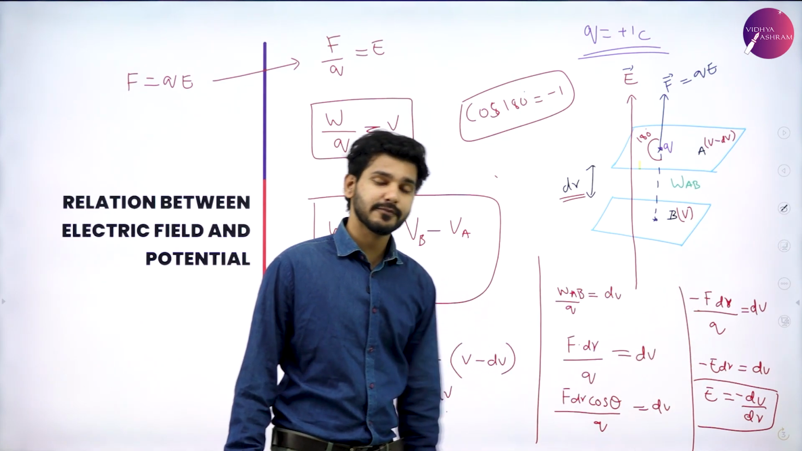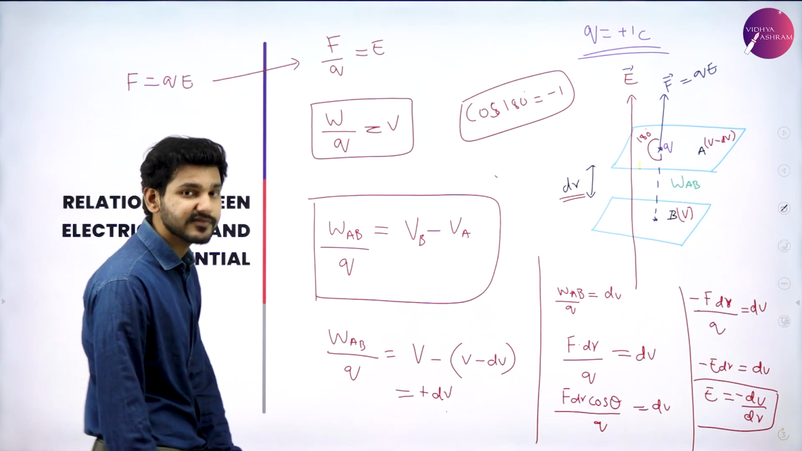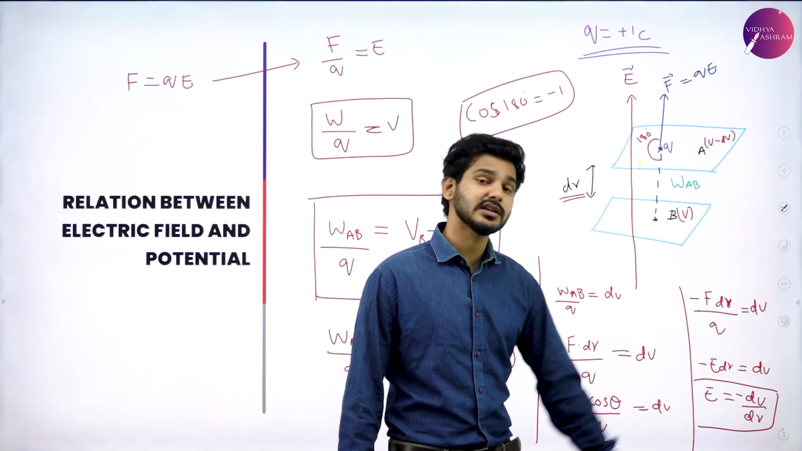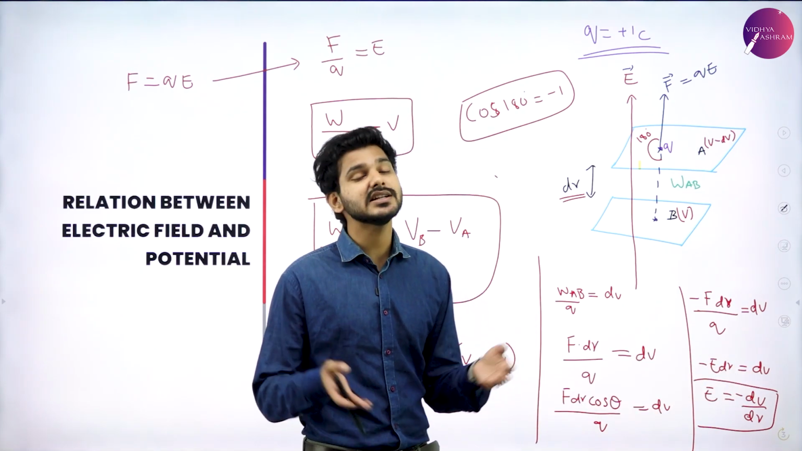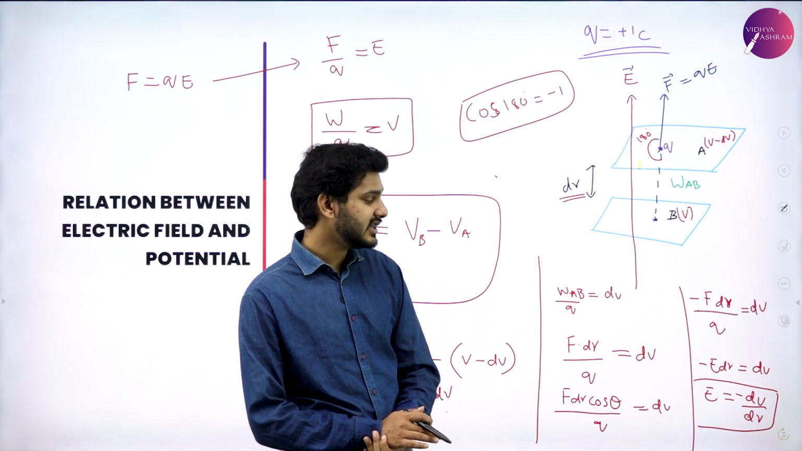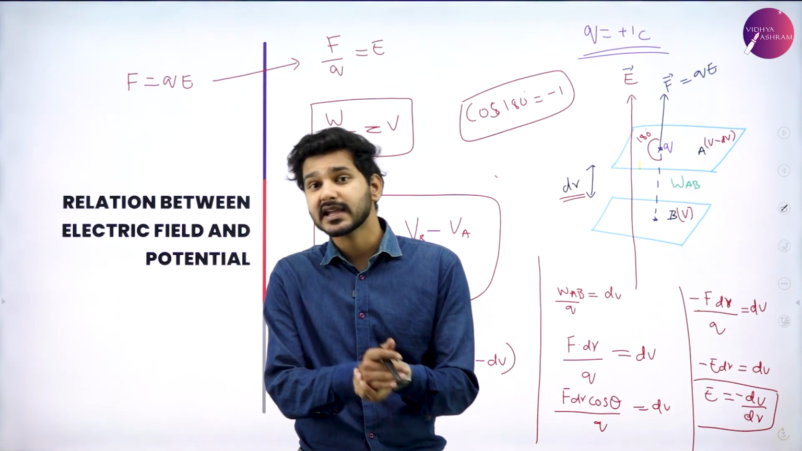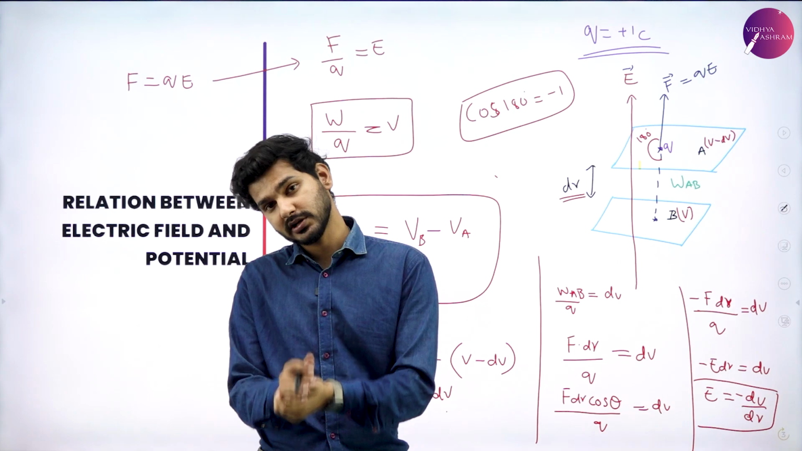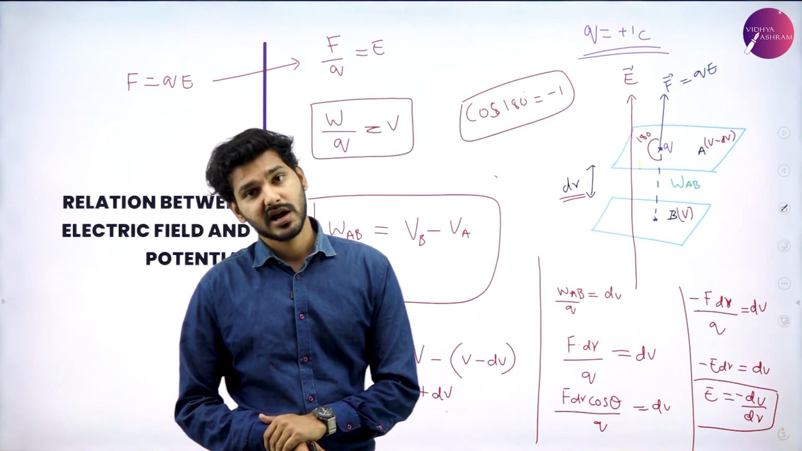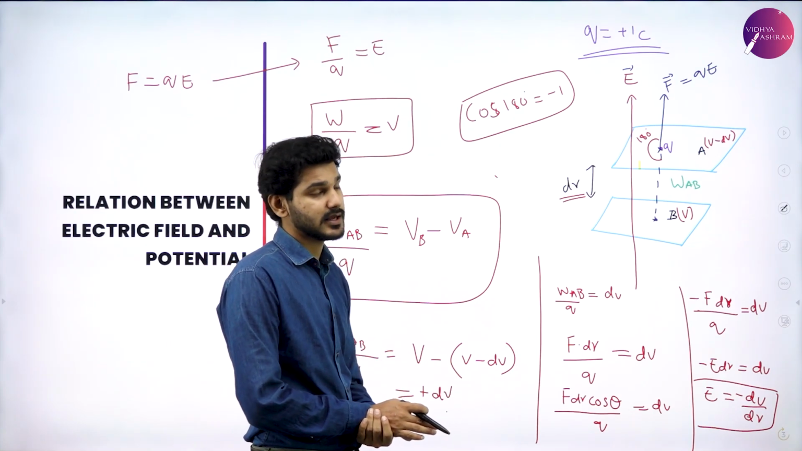And we know that F by Q is nothing but E, the electric field given by the previous equations from previous topics. So we can conclude that minus E dr is equal to dV. Rearranging that equation in terms of electric field, I can write it as E is equal to minus dV by dr. Or we can say that electric field is the negative gradient of potential. That is the relationship between electric field and potential. As electric field increases, potential actually decreases.